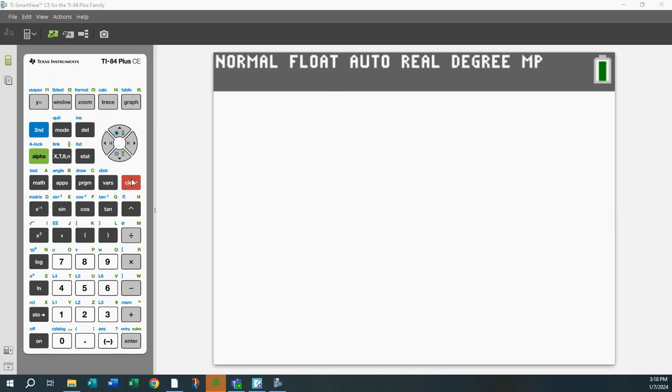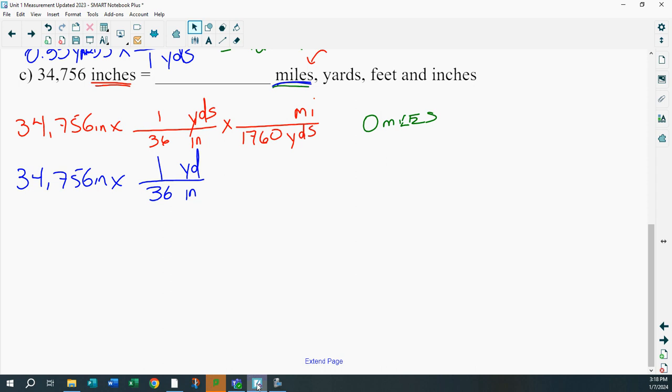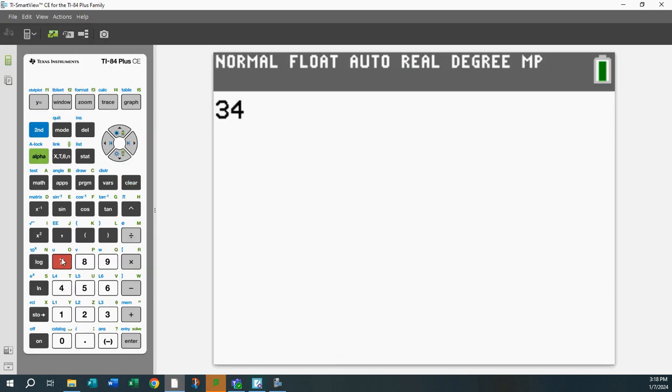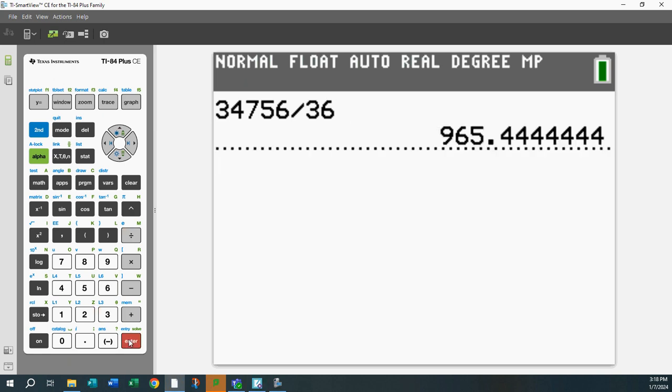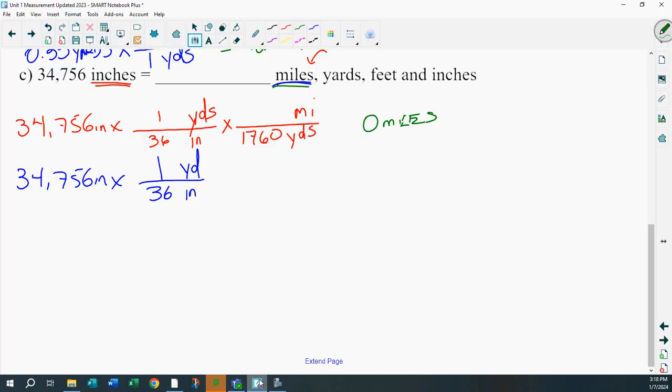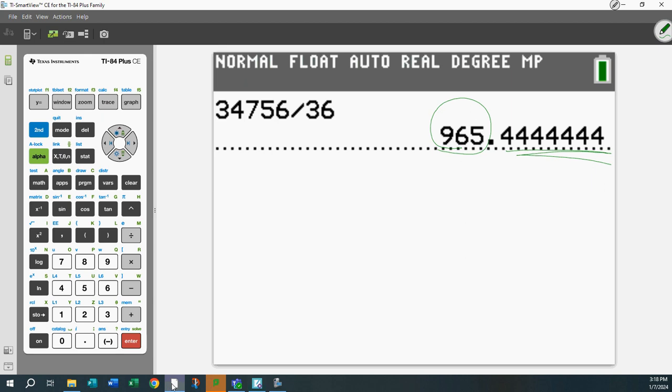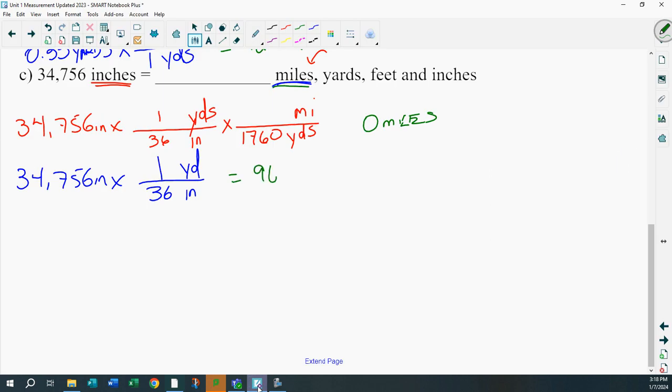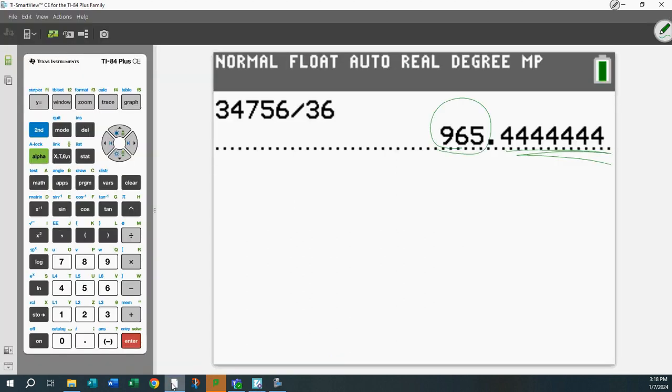Our number was, again, 34756. We're going to divide that by 36 inches per yard. I'm going to get this wonderful number of 965. And look at this. That's 965 yards plus its remainder. So going back to here, I got 965 yards. Beautiful. And I had that crazy remainder, the remainder being 0.44444.